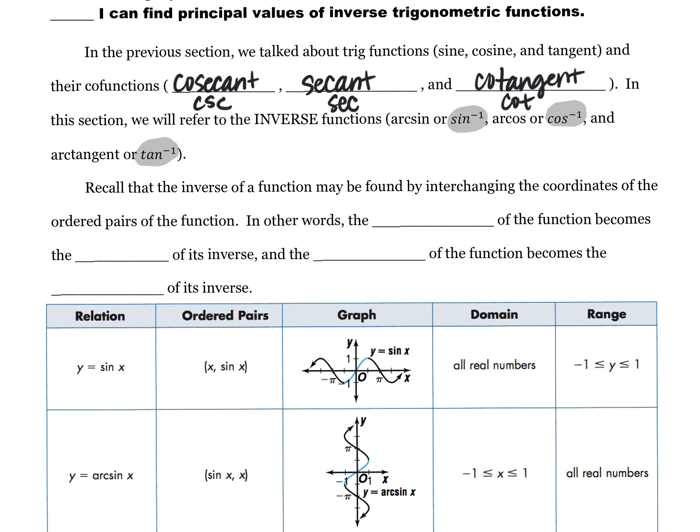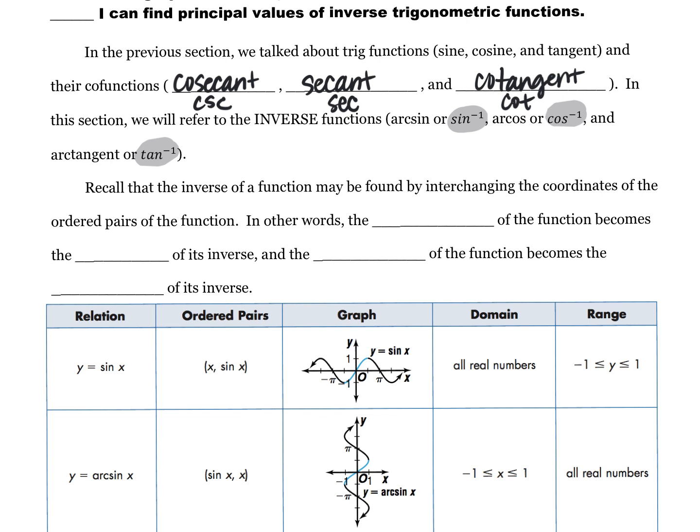So, an inverse function. What do we do with inverse functions? Does anyone remember what happens with the x's and the y's? They just flip. They just switch. So I said, recall the inverse function may be found by interchanging the coordinates of the ordered pairs. In other words, the blank, the blank of the function becomes the blank of its inverse.